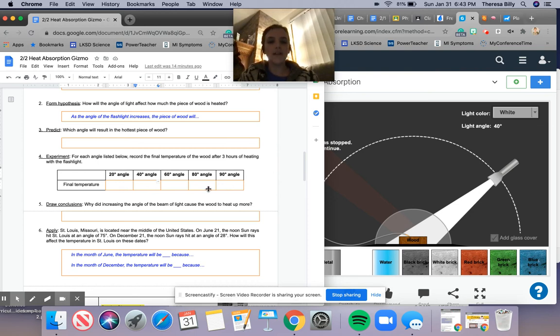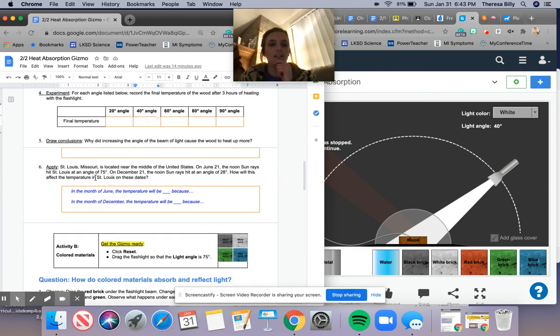Okay. Once you've done that for all of those angles, number 5 says, why did increasing the angle of the beam of light cause the wood to heat up more? That was the pattern we saw. As we increase the angle, it gets hotter. But why? Why did that actually happen? Take your best guess there to figure out why.